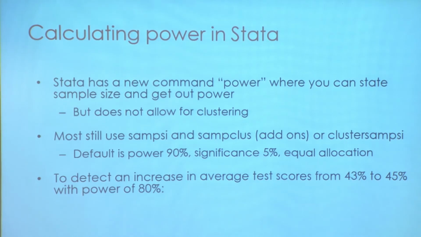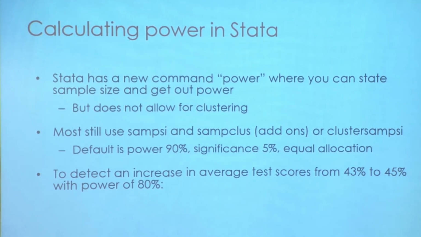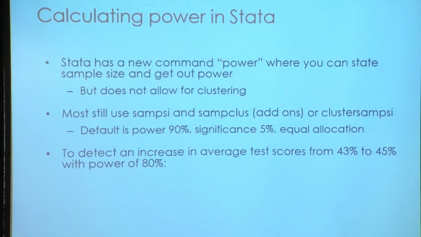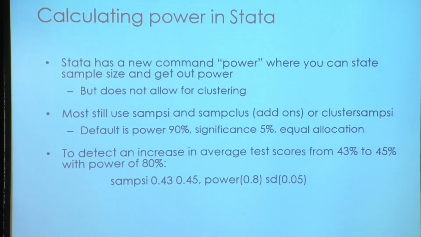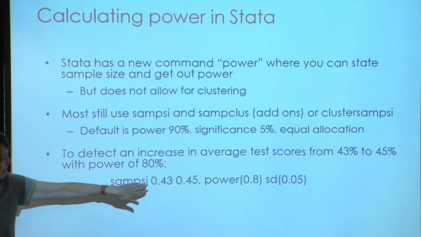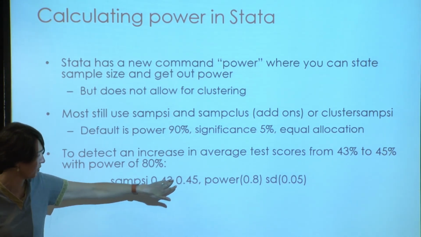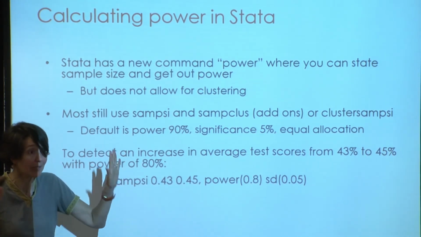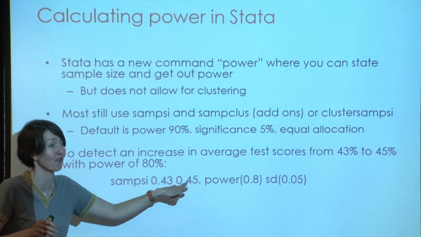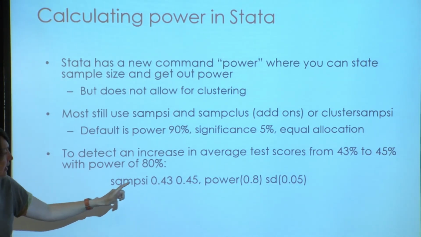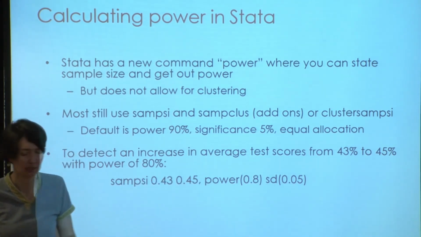So what do you do? You'll go over this with your TAs, but what do you do if you want to detect an increase in the average test scores from 43 to 45%? That was our original example, with a power of 80%. You would write sampsi, and this is the average in the control, average in the treatment. You want to be able to pick up, so your MDE is the difference between those two. Power 0.8.